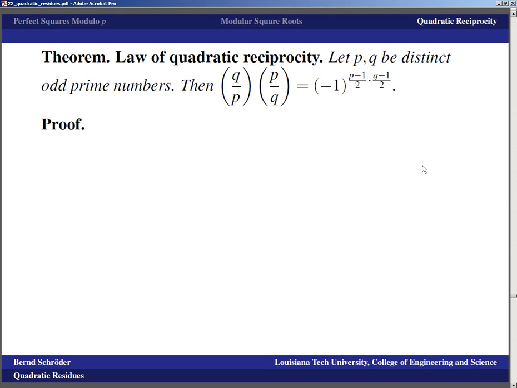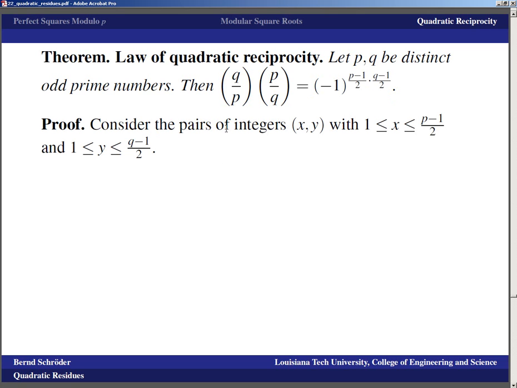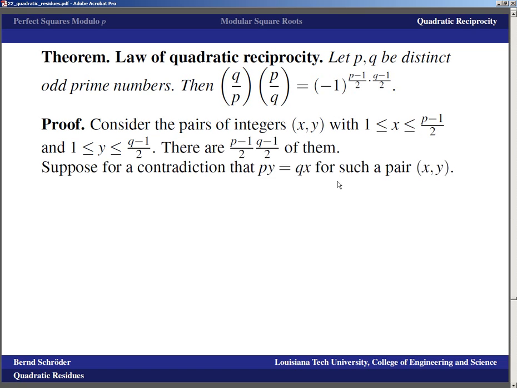And, well, how do we do that? Well, we consider the pairs of integers x, y with 1 smaller equal x smaller equal P minus 1 over 2 and 1 smaller equal y smaller equal Q minus 1 over 2, and we realize that there are exactly P minus 1 over 2 times Q minus 1 over 2 of them. So that is that exponent up here.